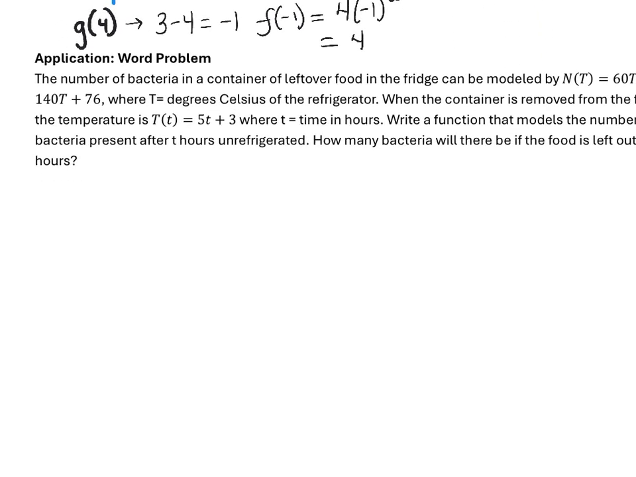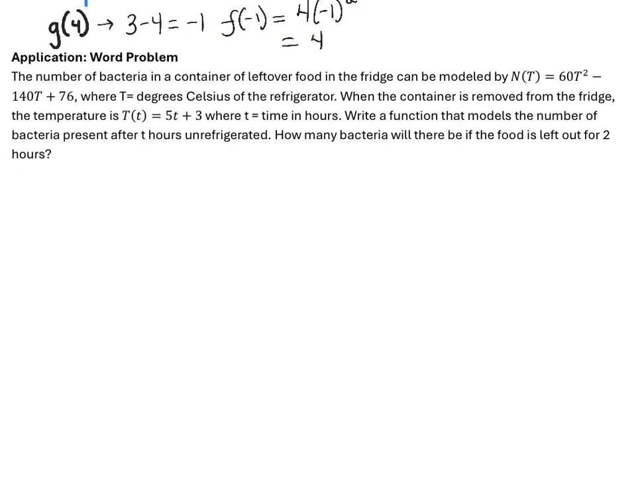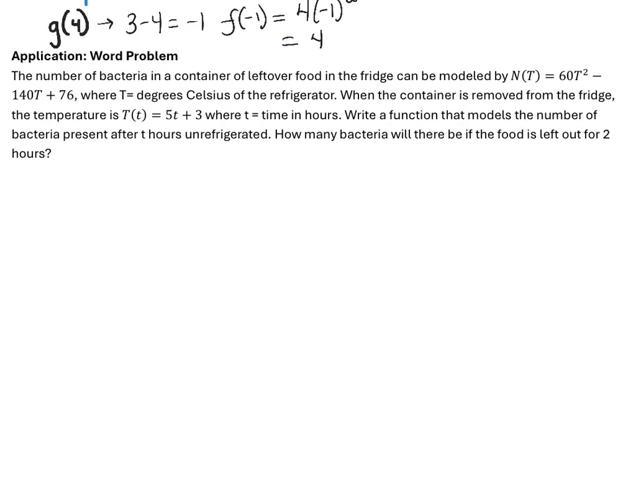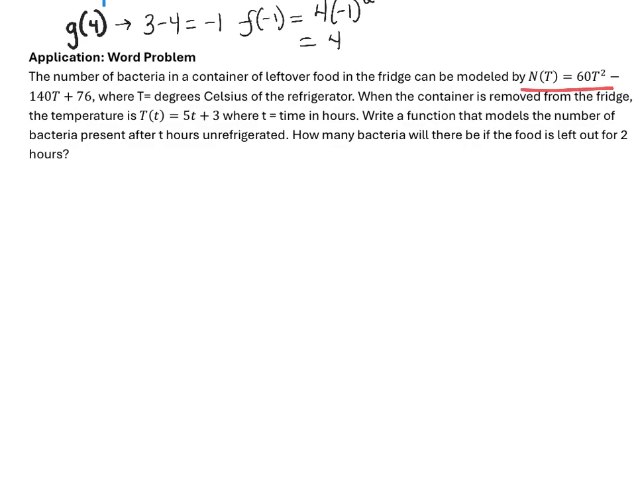Okay, the last one is just a word problem, doing a little bit of application of this. So it says the number of bacteria in a container of leftover food in the fridge can be modeled by N of capital T equals 60T squared minus 140T plus 76, where T is degrees Celsius. When the container is removed from the fridge, the temperature is T of little t equals 5t plus 3, where little t equals time in hours. Write a function that models the number of bacteria present after t hours unrefrigerated. How many bacteria will there be if the food is left out for 2 hours?